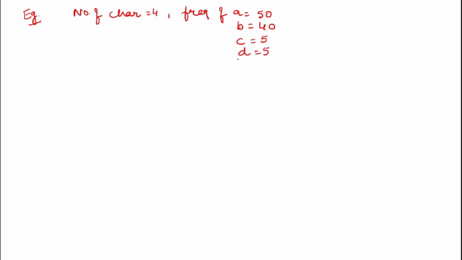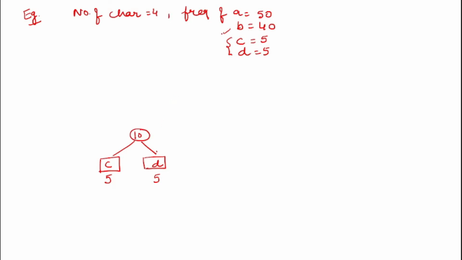Now you have to construct a tree as per the given frequencies. So how can you do this? First of all, we have to take out the least 2. So this is C and this is D, and the value is 5. Here the value is 5. I'm adding both the values, and it comes out to be 10.